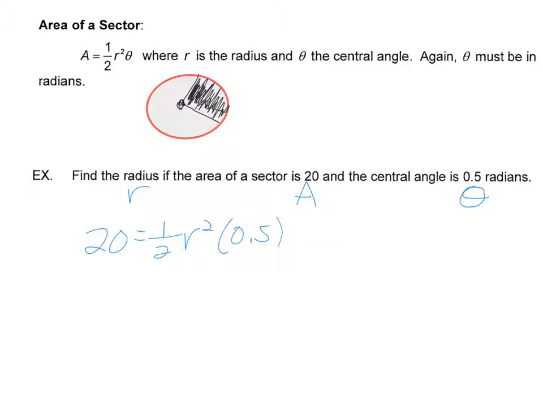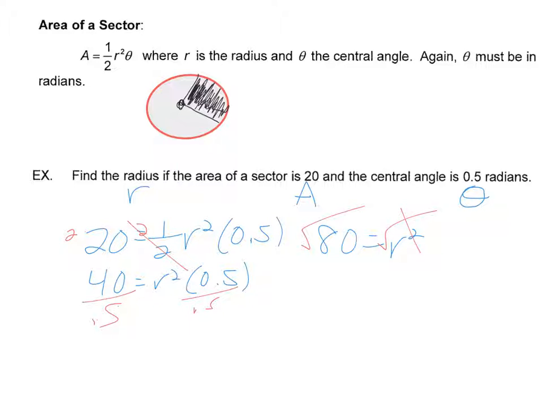But I'm going to go ahead and multiply both sides by 2 to get rid of the fraction. 40 equals r squared times 0.5. Divide both sides by 0.5. 80 equals r squared, and then you would square root both sides. Normally when you square root both sides of an equation, you have to put plus minus in front of the answer, but you can't have a negative radius, so it will just be the positive root, 8.94. And we don't have any units given to us, so 8.94 is the radius.